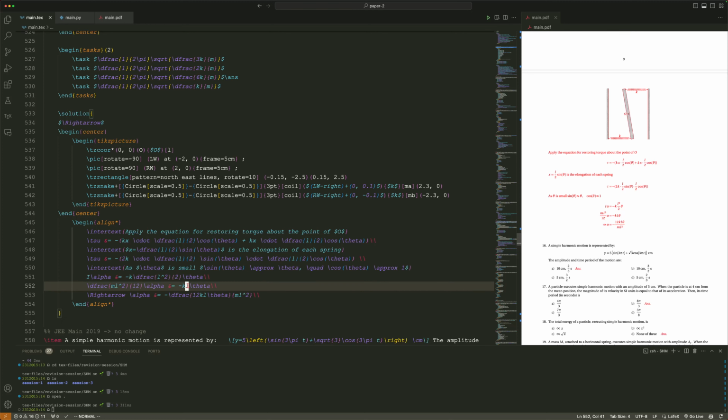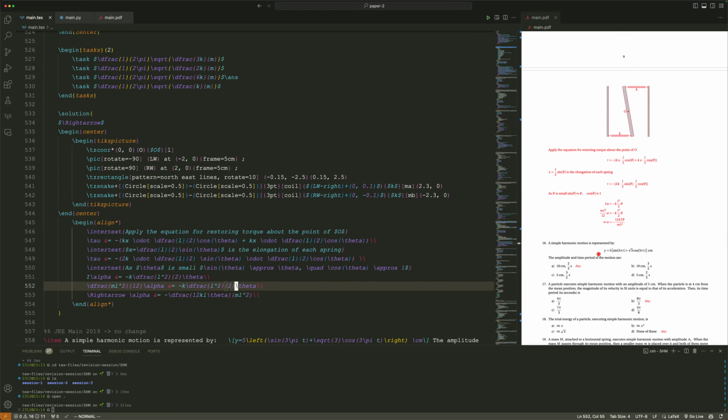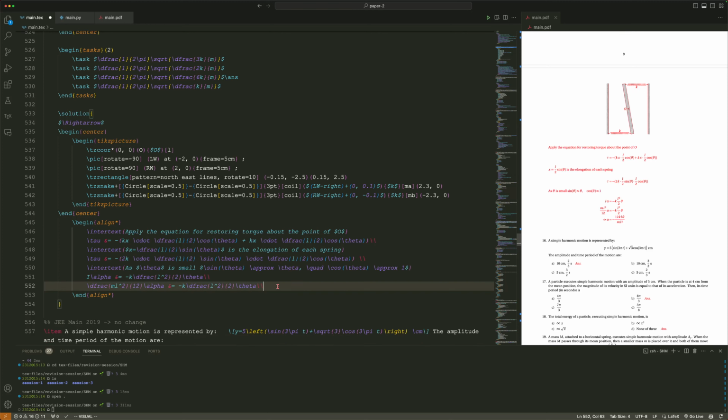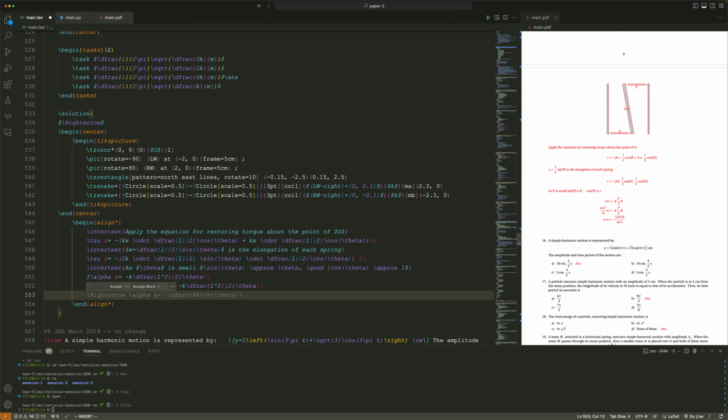Command C, command V. We should remove this part. So as you can see, it's right now. Now we can cancel out the L part. I'll just remove this line. It will prompt automatically. So now alpha is 6 by theta, and b.